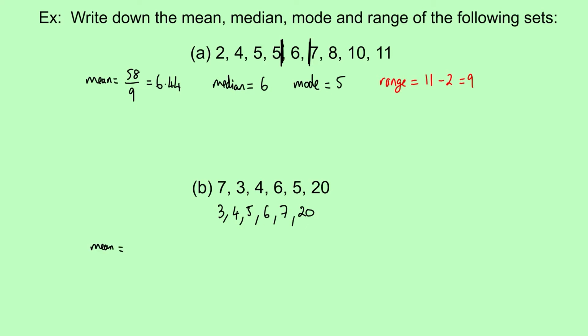So the mean is all the numbers added together, then divide by how many we've got. So 3, add 4, add 5, add 6, add 7, add 20, and that gives us 45. Now we've got 6 numbers here, so we're going to divide by 6 in this case. So 45 divided by 6 gives us 7.5 exactly.